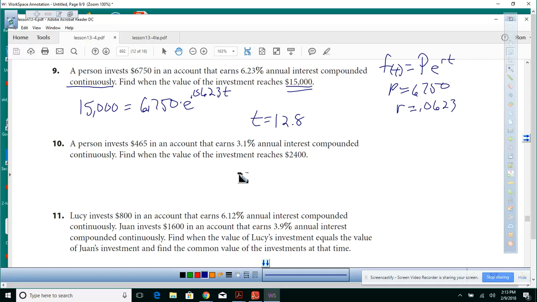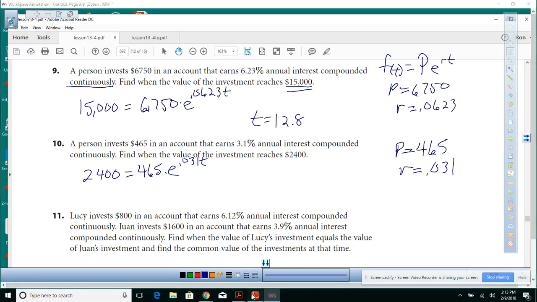A person invests $465 in an account that earns 3.1% interest compounded continuously. So our principal is $465. Our rate is 0.031. And we want it, how long is it going to take to reach $2,400? And so we've got 465 times E to the 0.031 T.